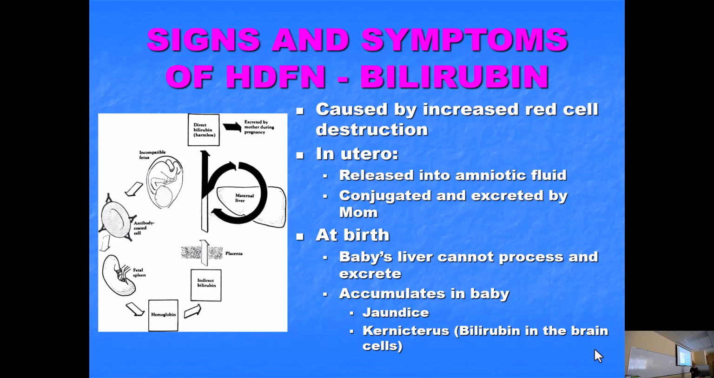In utero, they get released into the amniotic fluid, and the mom is going to conjugate and excrete them. So mom takes care of that. That's what I was talking about. Their livers aren't developed as babies, but mom's liver takes care of them. The problem is, at birth, if they have this a lot, their bodies aren't going to take care of it. So the liver can't process it, and it's going to accumulate in the baby.